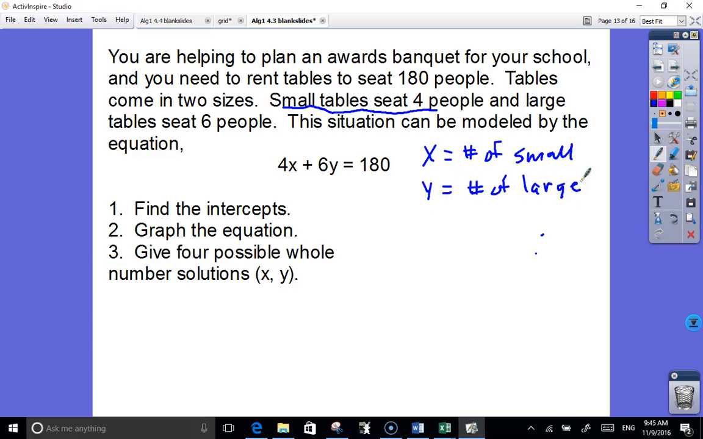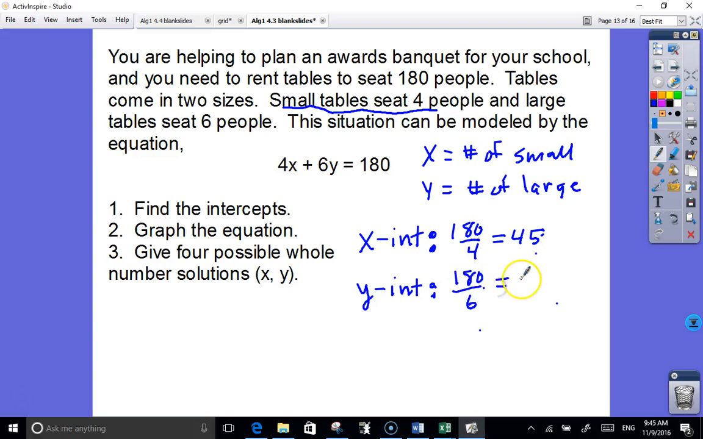So first we find the intercepts. What's the x-intercept going to be? Use your calculator. 180 divided by 4 is 45. What is the y-intercept? That'll be 180 divided by 6, which is 30. So we found the intercepts.